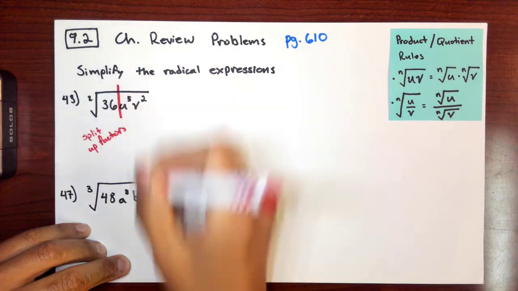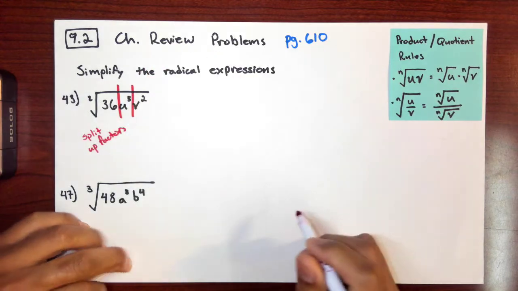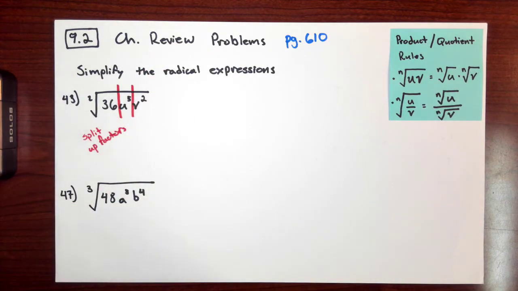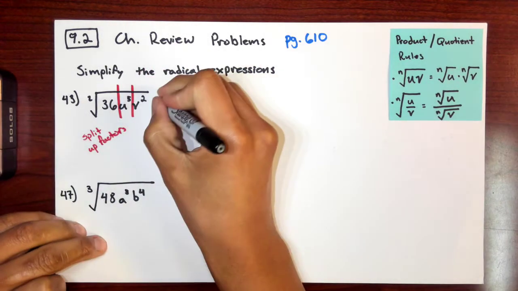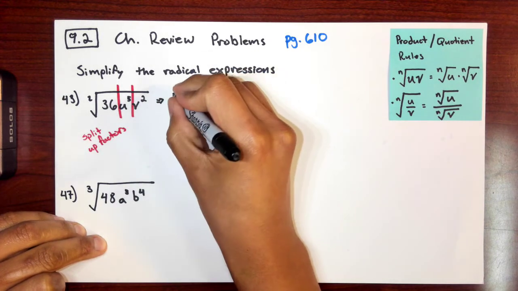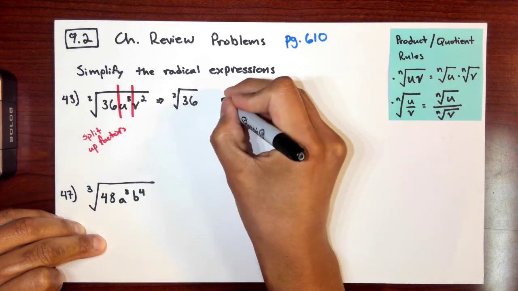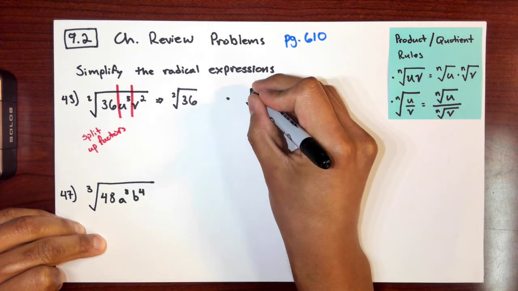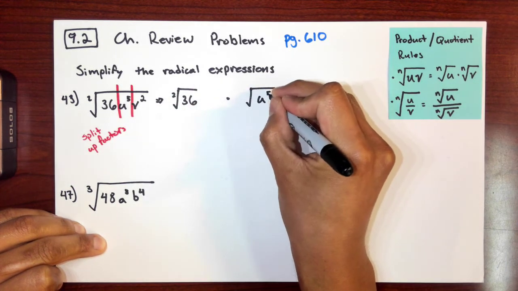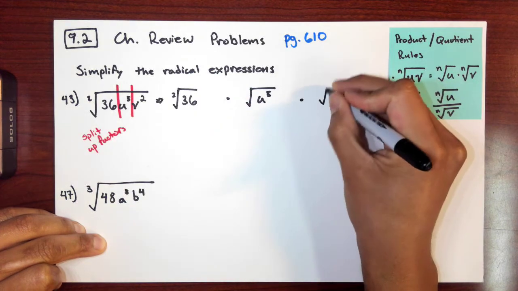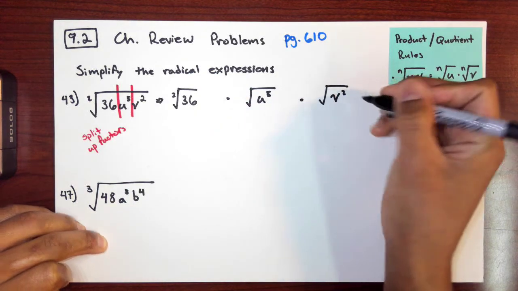So here we have a factor of 36, a factor of u to the 5th, and a factor of v squared. We're going to split those up, and we're going to turn that into the square root of 36 times the square root of u to the 5th times the square root of v squared.